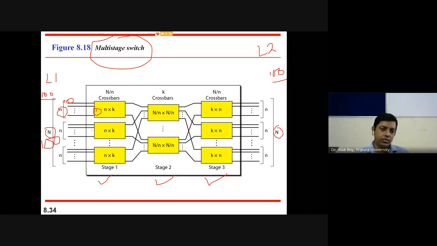10 other groups through switch 2. 10 other groups through switch 3, and similarly it will continue. Okay, so let's say 100 is for capital N, 10 is for small n. In such cases, how many switches do you need to use?